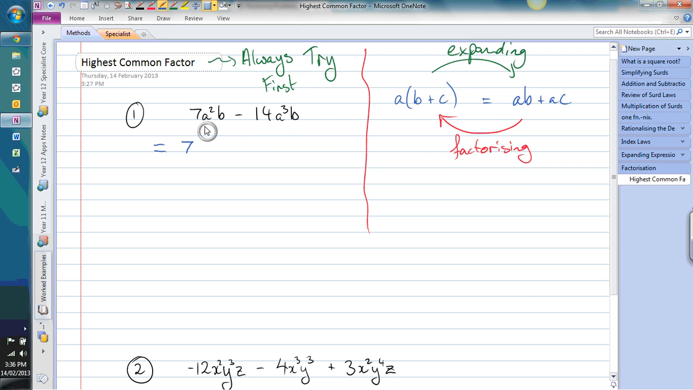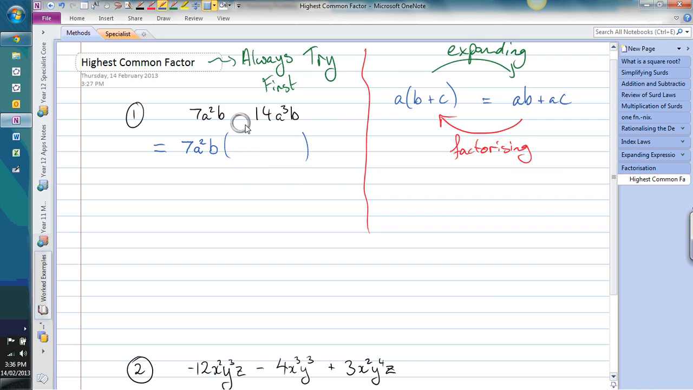So as far as the coefficients go, that's the highest common factor, but we also need to look at the algebra. And what we're looking for is common terms. So we can see here the first term has an a squared, the second one has an a cubed, so that means there's a common factor of a squared. The a squared can be divided by a squared, and this a cubed can also be divided by a squared, so we can bring that out the front. Next we look at the b's, and we can see that both terms have a common b in them, so we can bring that b out the front. This term can be divided by b, this term can be divided by b.